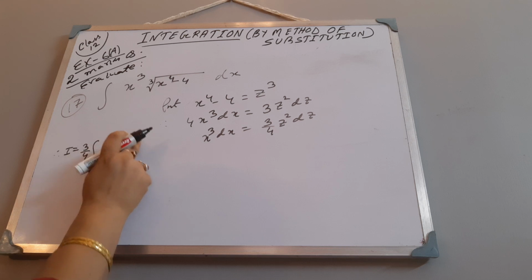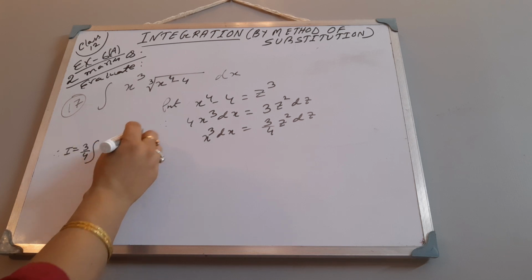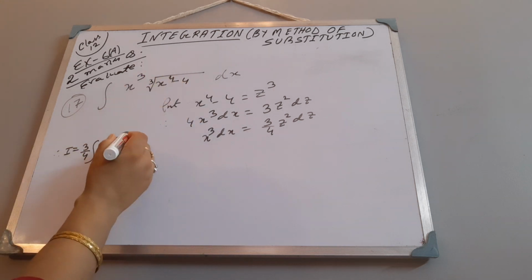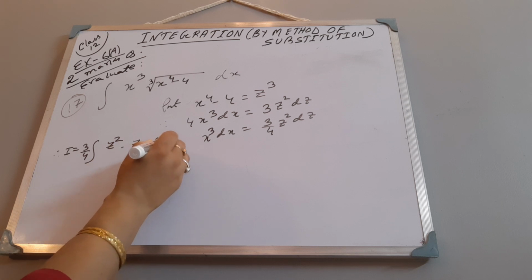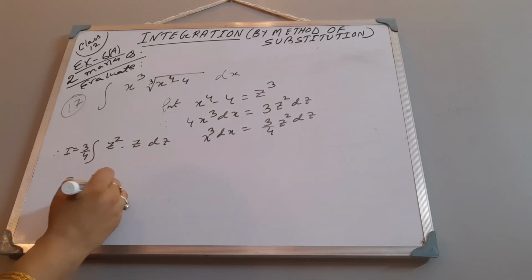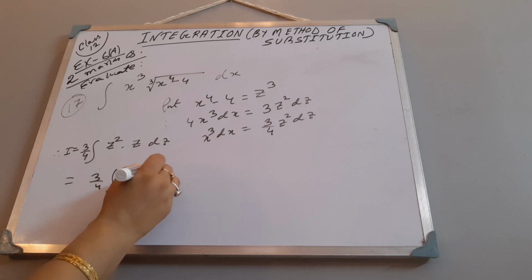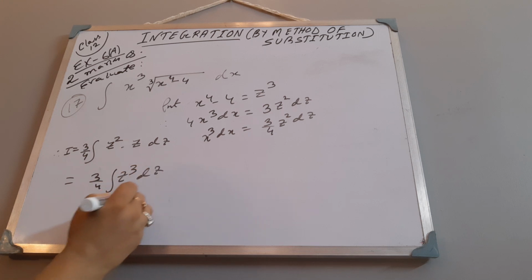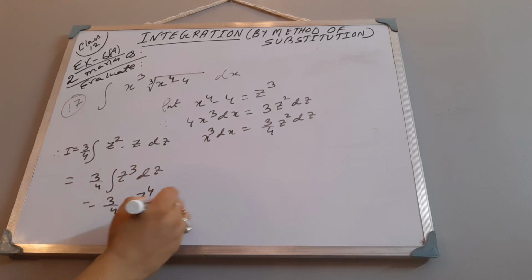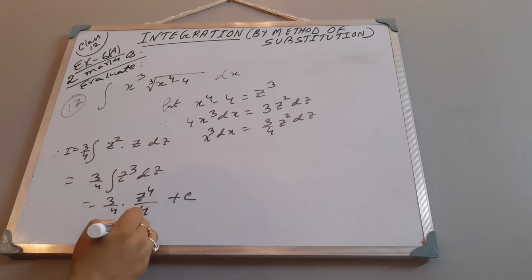So it's better, right? Instead of this, we will write only z. So it is coming 3 by 4 z cube dz. So 3 by 4 into z to the power 4 by 4 plus c. So 3 by 16 z to the power 4.